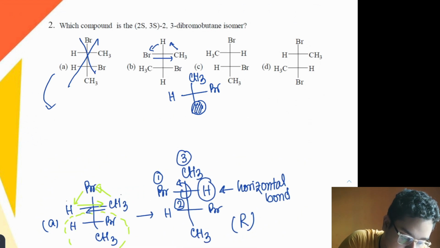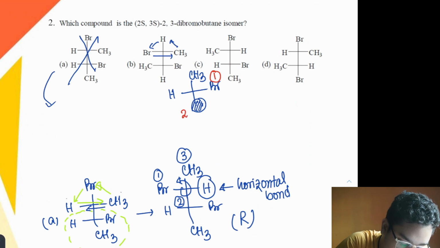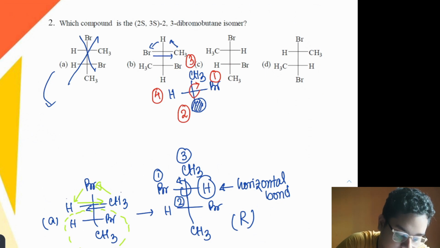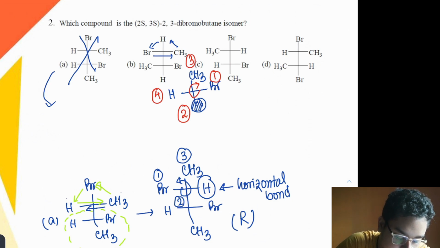Okay. So here, if we do the numbering, this will be one, the first priority group. This group will be the second priority group, this will be the third priority group, and this will be the fourth priority group. So the rotation between 1, 2, 3 is now clockwise, but 4 is in the horizontal bond. That means this particular is S. Now we are determining this second part. So here bromine is 1, this particular big group is 2, okay, and this will be the 3.